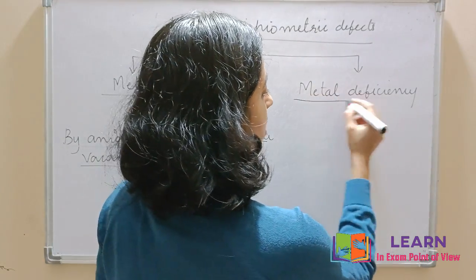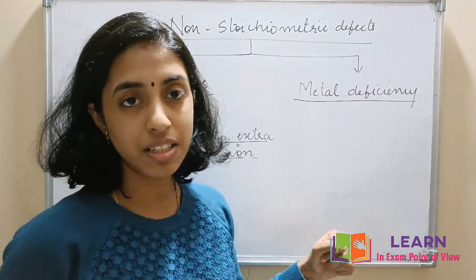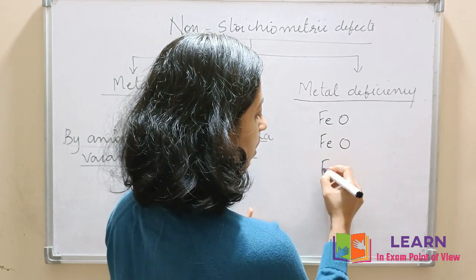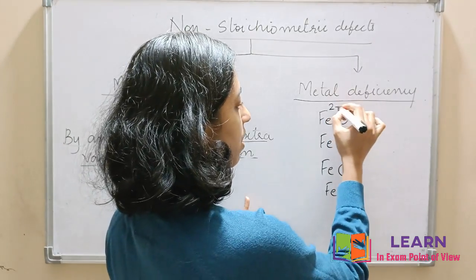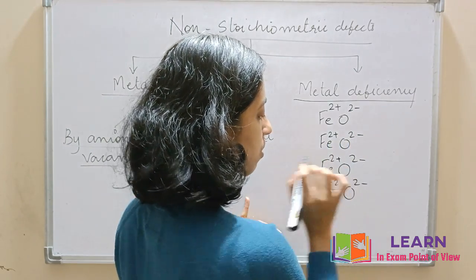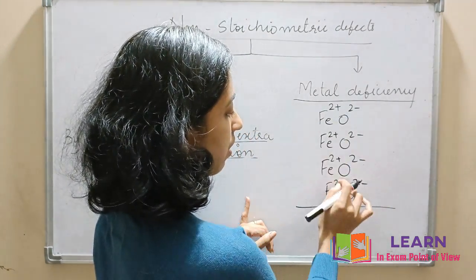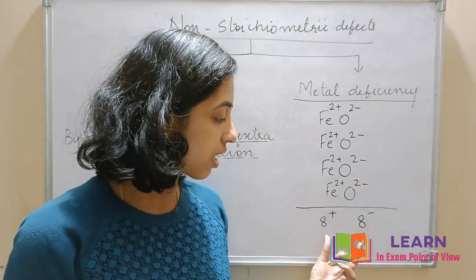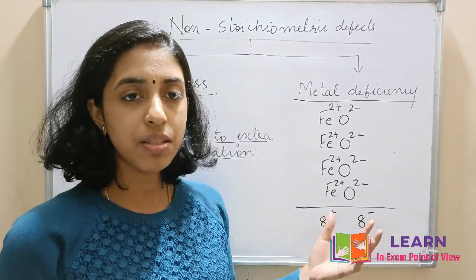Okay students, so next, metal deficiency defect. That means a metal is less, otherwise a cation is less. So here we can take an example, FeO. If this is a crystal, okay, we have an FeO crystal, and Fe has 2+ charge, O has 2-. 2+ 2-, 2+ 2-, 2+ 2-. Okay. Now what is the total charge here? 4 Fe, that is 8+ charge, right? Here 8-. So before the defect occurs, electrical neutrality is maintained, and the ratio of anion to cation is the same, that is before the defect.